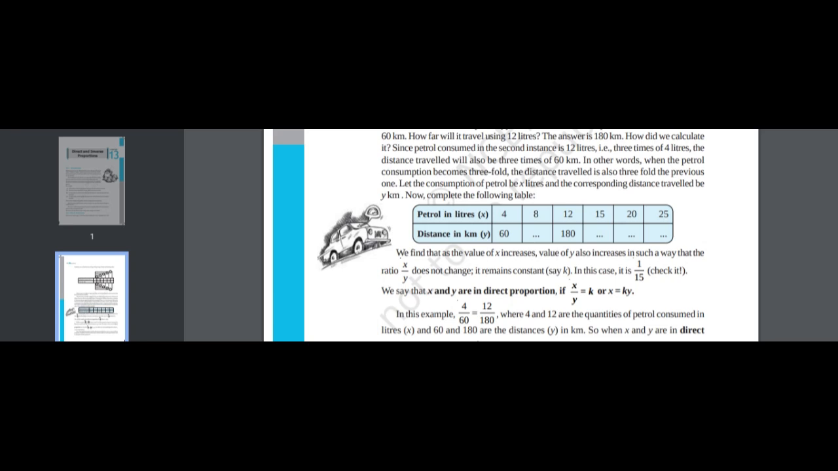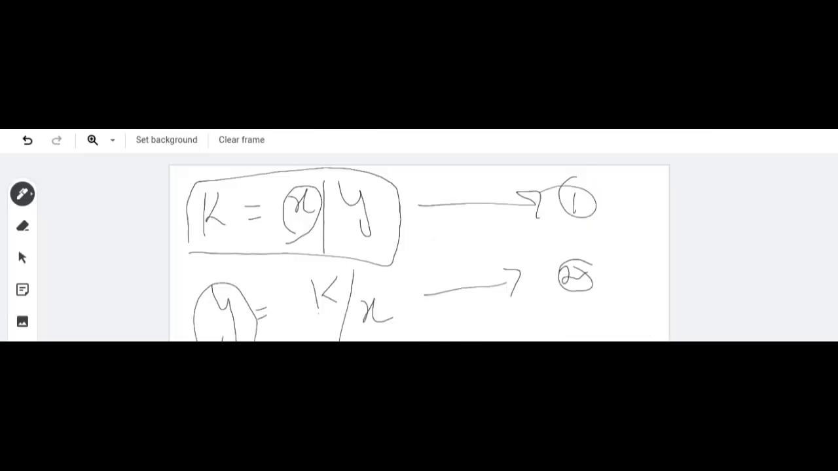The values of x are given. Yes, we have to find the values of y, for 8, 15, 20 and 25. For example, there is a formula which is k is equal to xy. If there is a table given and they name the table according to x and y, then you have to solve according to this. Got it? Yes. Okay. So I have to find the y, then I can switch these places like this.